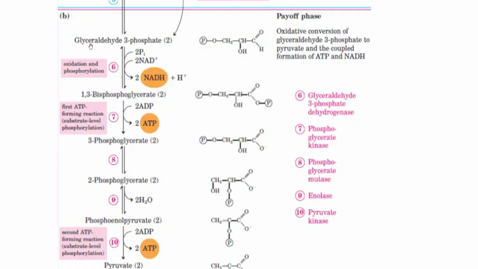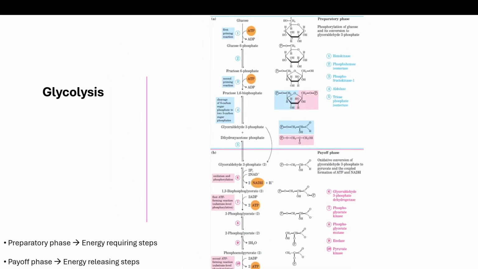This is from one 3-carbon moiety, glyceraldehyde 3-phosphate. Now if there are 2 such moieties, everything gets doubled in the end. Correct?